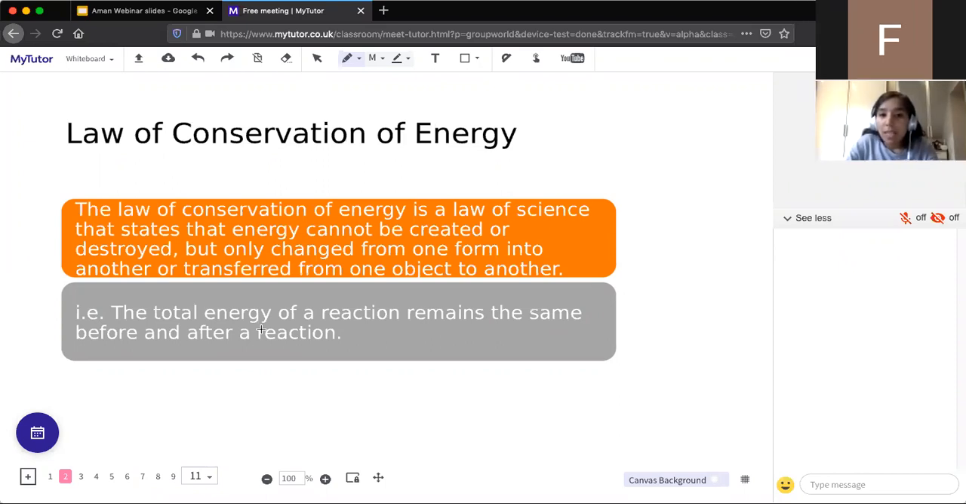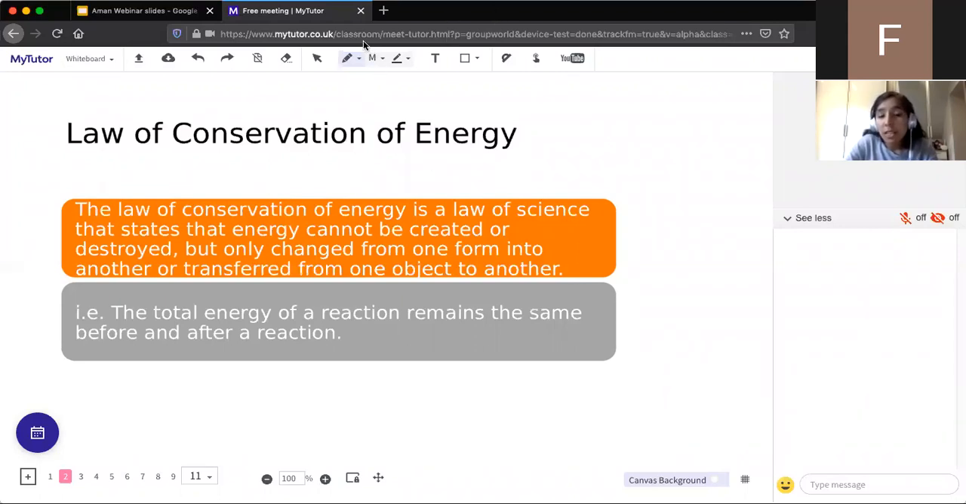The key part is in the second part of that statement, where we talk about energy only being changed from one form into another. What that means is that, for example, when a reaction takes place, it may change from the kinetic energy of the particles reacting to thermal energy or heat energy that's then given out. But the amount or the value of that energy will not change throughout that reaction. It'll be the same before and after, because energy cannot be created or destroyed. Any questions about that at all?